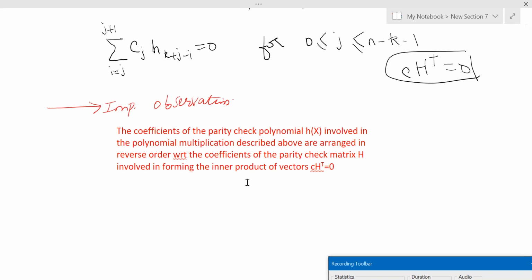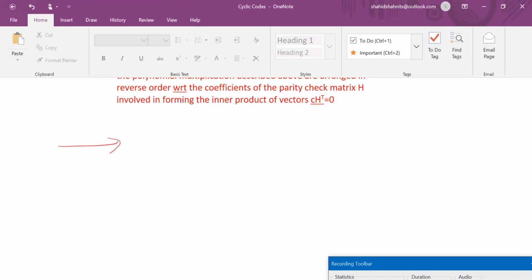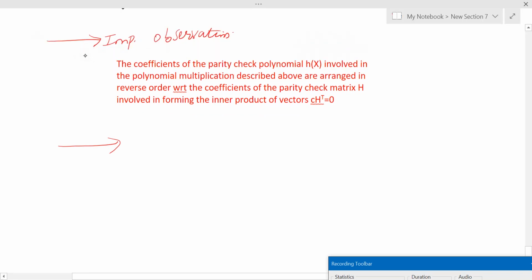Okay, so this observation suggests that we should not directly use the parity check polynomial to get the parity check matrix. Rather, we should do this. How to get the reverse terms of h of x? Instead of x, you write x inverse, that is you write 1 over x, then multiply it with x to the power k. So what do you get?